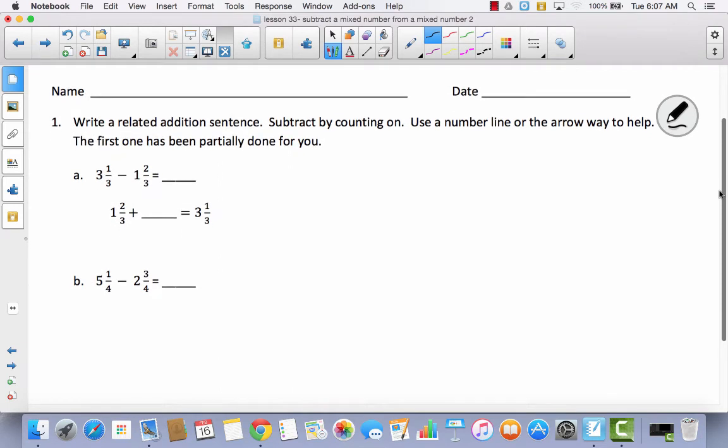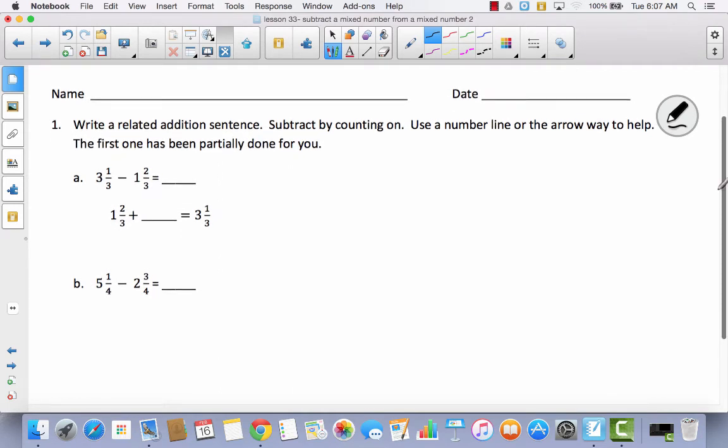All right, so first of all, we're going to begin with the strategy that we just did. It says subtract by counting on. Use a number line or the arrow way to help. The first one has been partially done for you. So this is our related addition sentence. If we are counting on, we're basically saying, what do I have to add to 1 2/3 to get to 3 1/3? So this is our related number sentence. Now I'm going to go ahead and use the arrow way to solve this problem. If this is confusing for you, you might want to go ahead and draw yourself a number line to see if you can't figure this one out.